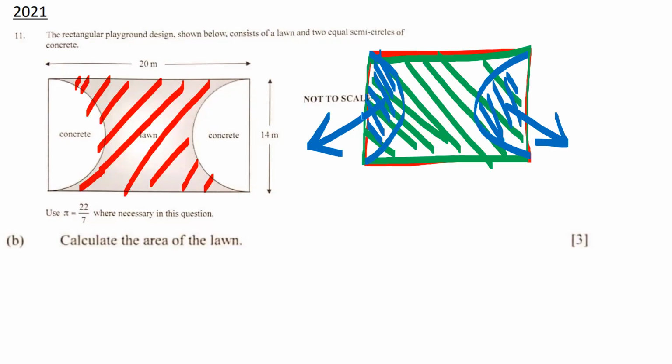So we have to take away the area of the semicircular part from the total area of the rectangle. And so let's do that.